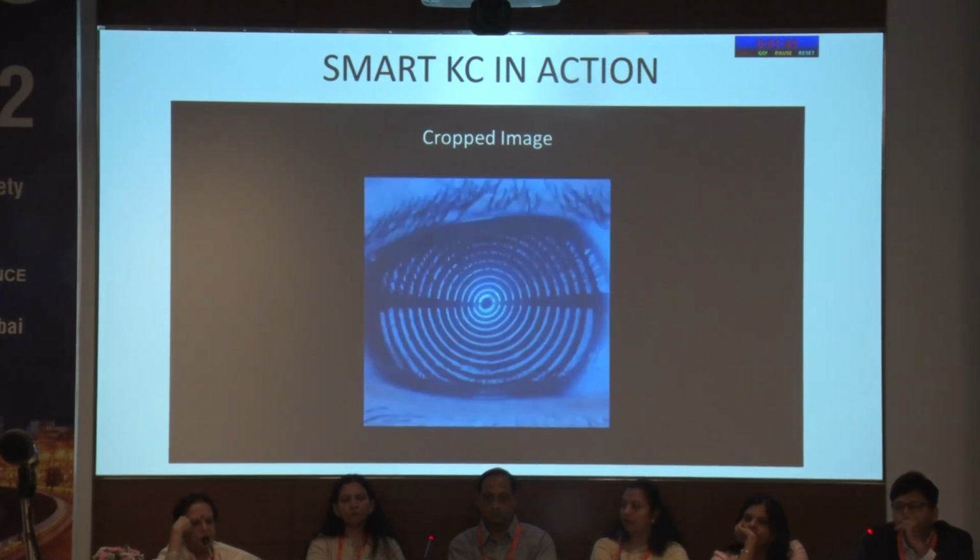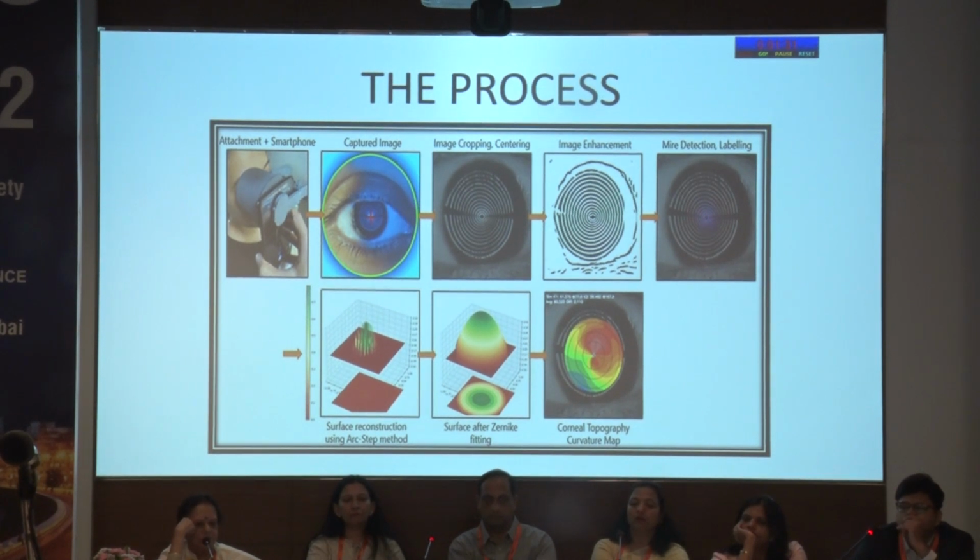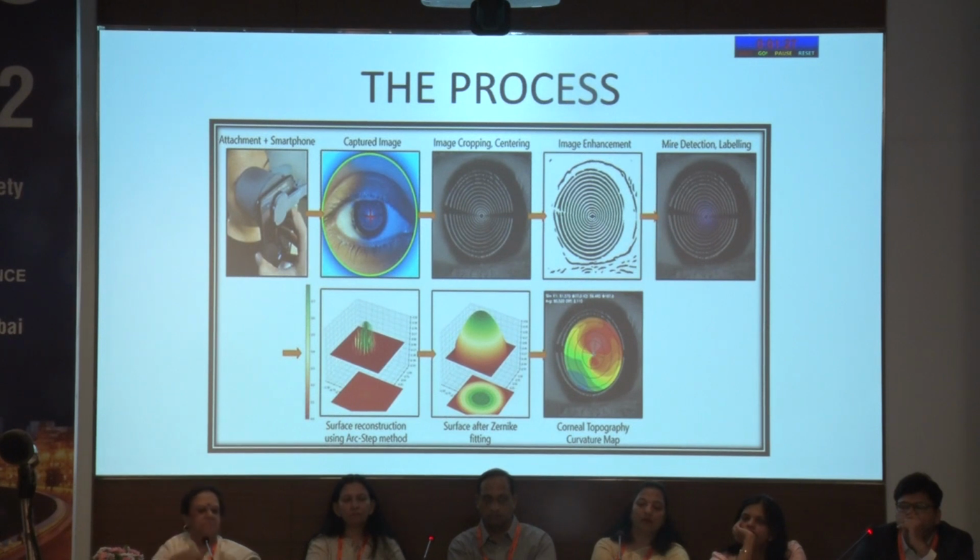We are making a cropped image and putting this. I would like to go ahead and show it in this form, where you can see this is the pipeline. Then we use the arc step method of creating the cornea, use Zernike polynomials and create the heat map on the basis of diopters.